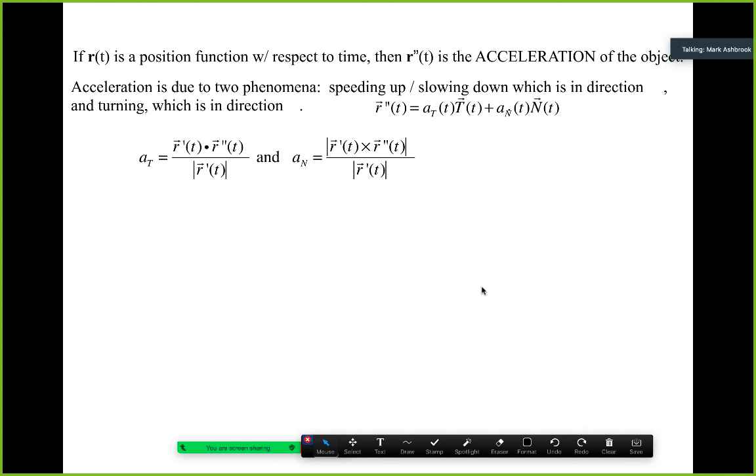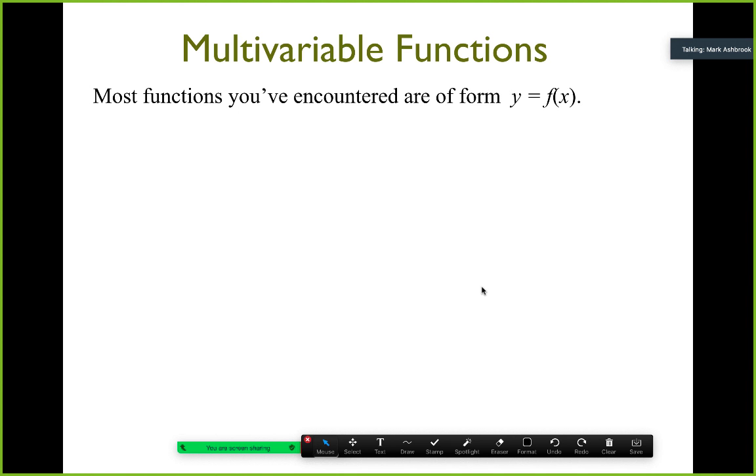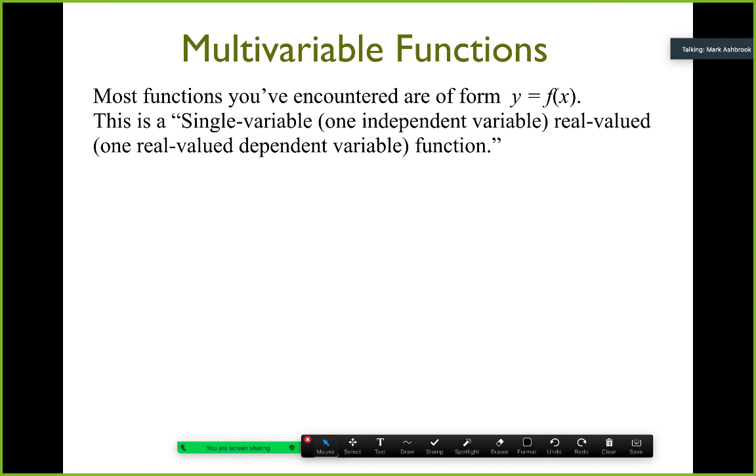And let's talk about multivariable functions. I've been using these terms, real valued function and vector valued function, so let's just review that. Most of the functions you've encountered in your math career up to this course have been y equals a function of x. This is a single variable real valued function.